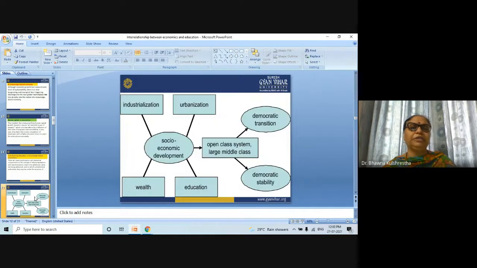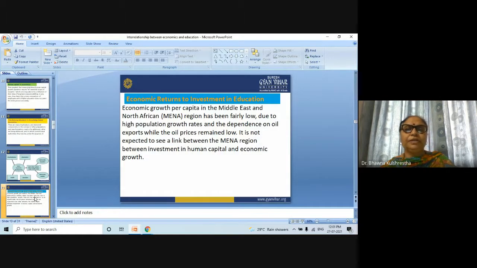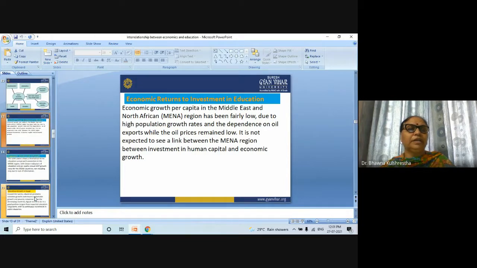In that picture, the social economic development: industrialization, urbanization, open class system, large middle class, education, wealth, these are the socio-economic development. And the open class system, large middle class, these are the two types, democratic transition and the democratic stability. These are the system of economic development of society and social. And in this picture, the next is the economic return to investment in education.